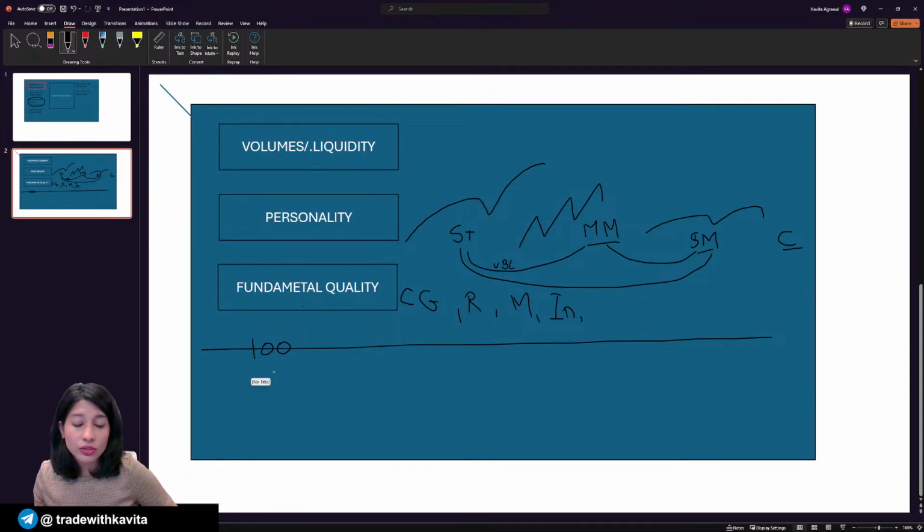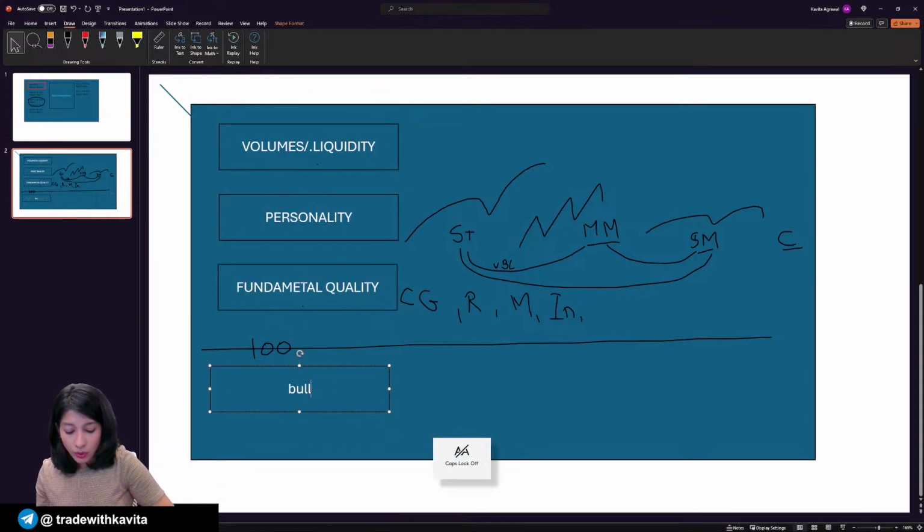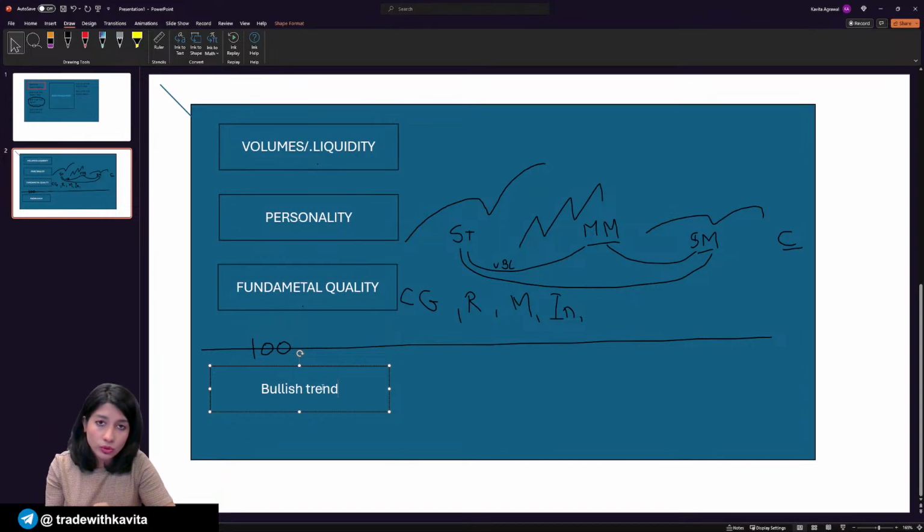Out of these 100 stocks, you want to do swing trading where the underlying trend is bullish. How do I identify whether the underlying trend is bullish? I want a bullish trend here because I am not doing any kind of futures. I'm not doing shorts. I'm not shorting the stock. I'm not doing options trading. I'm not taking any kind of leverage.